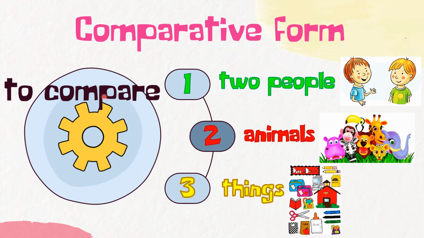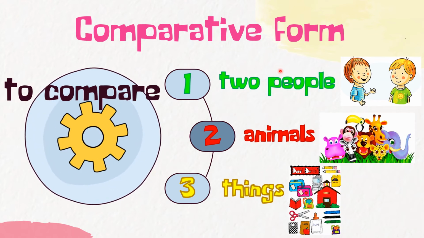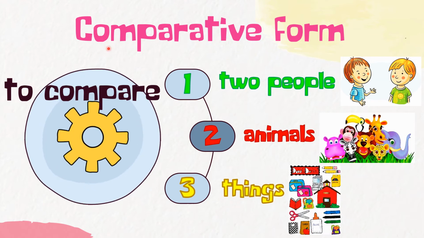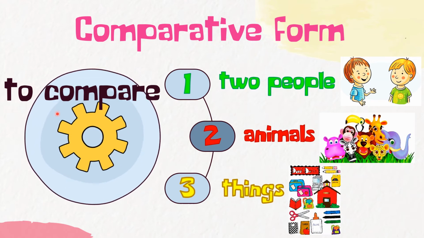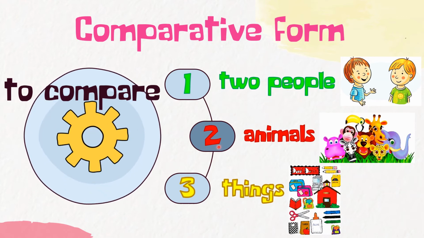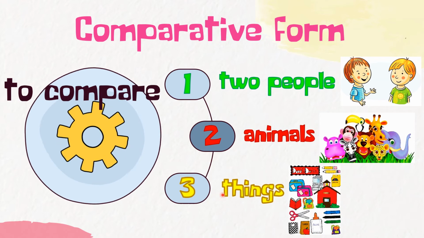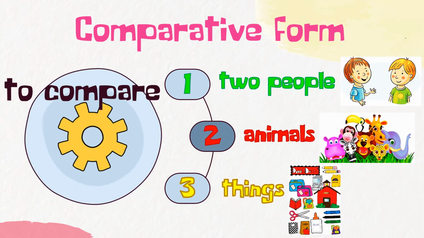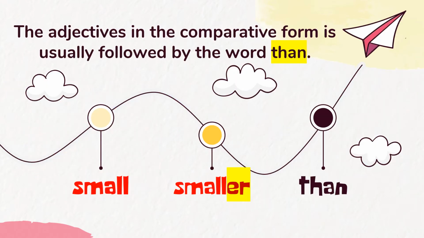That one we use the comparative form. Alright, let us refresh again. Comparative form is the way how we can use it to compare. The first one, two people, or maybe animals or things. Alright, now move on to next one. So the adjective in the comparative form is usually followed by the word than.